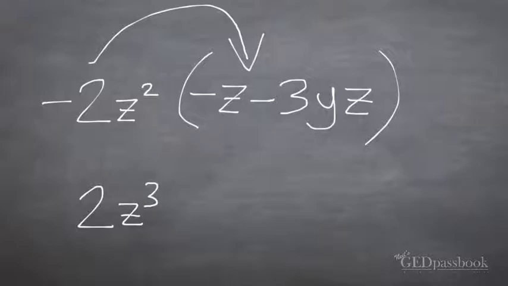Do you see why? What's negative 2 times negative 1? 2. What is z squared times z? Z cubed. Why? Because there's a little 1 there. And remember, we're adding our variables' exponents.